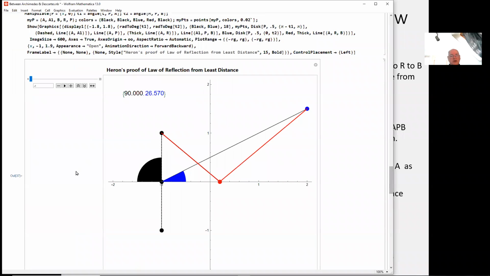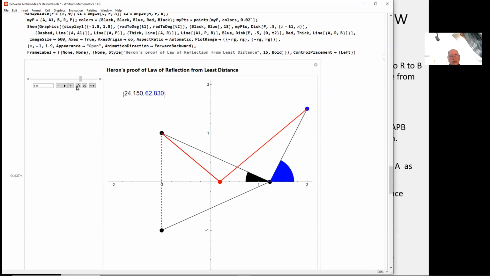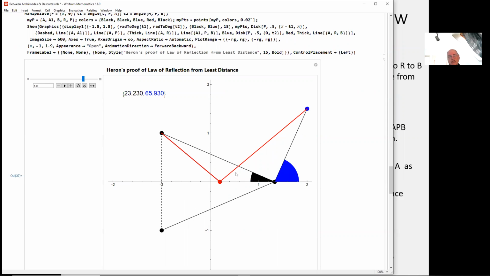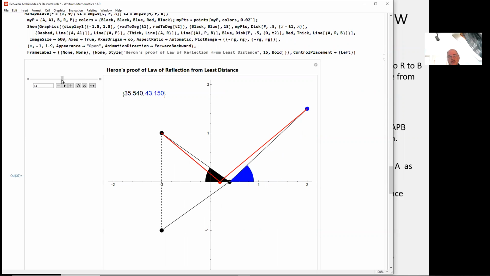What Heron is saying is, of all the places P that you pick, any place P that you pick, you'll get these different angles. The place where the angle is equal, that's going to be the shortest. Here, this angle is bigger than this angle. This is a longer distance. This place here, the angles are not equal. This is a longer distance than this distance here. Where's the shortest distance? The shortest distance is when the black angle is equal to the blue angle. That's when you're going to get the shortest distance. That's when you're going to have the law of reflection.